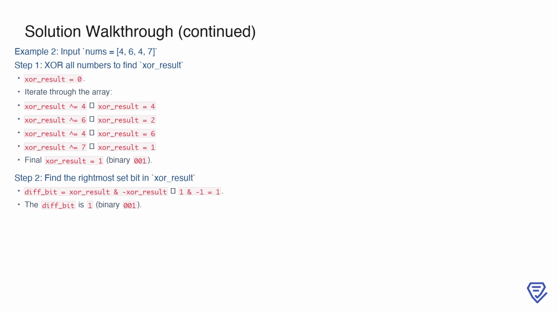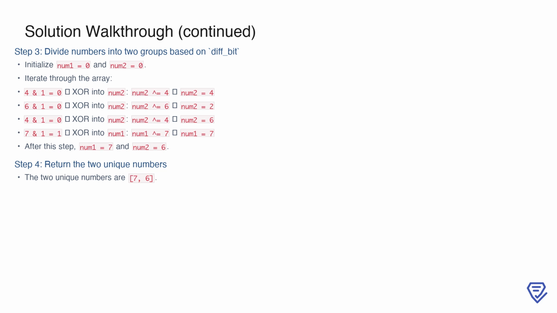Next, we identify the rightmost set bit of XOR_result using the formula diff_bit = XOR_result & -XOR_result. For XOR_result equals 1, the diff_bit is also 1, corresponding to the least significant bit. This tells us that the two unique numbers differ in this position, which will help us separate them into groups.